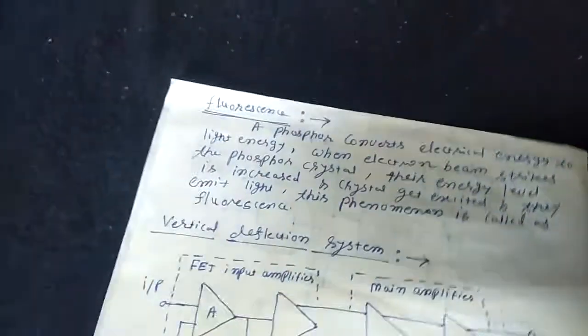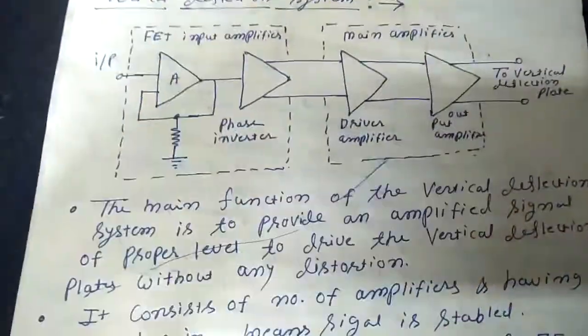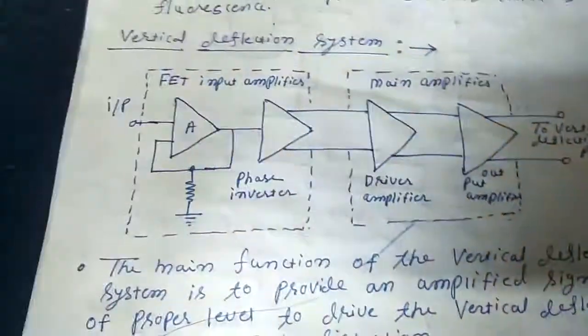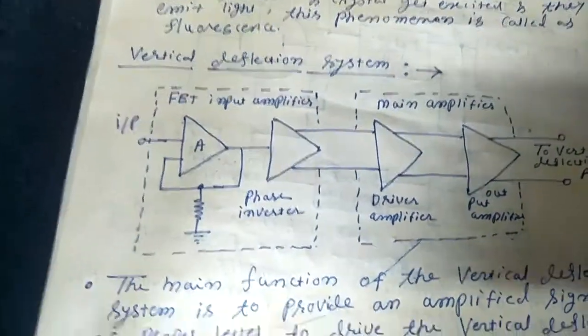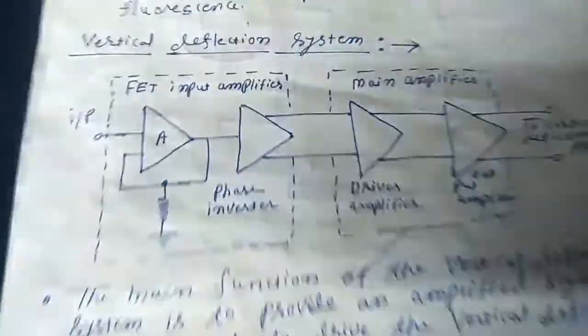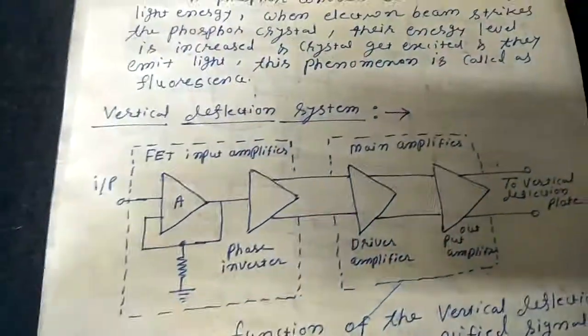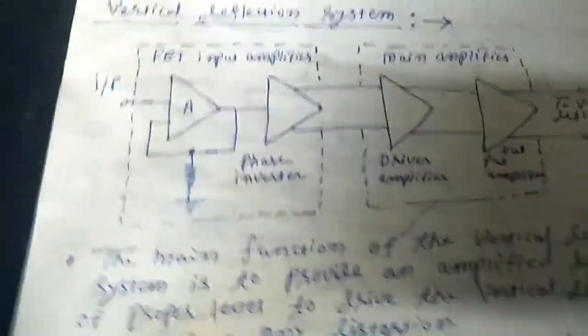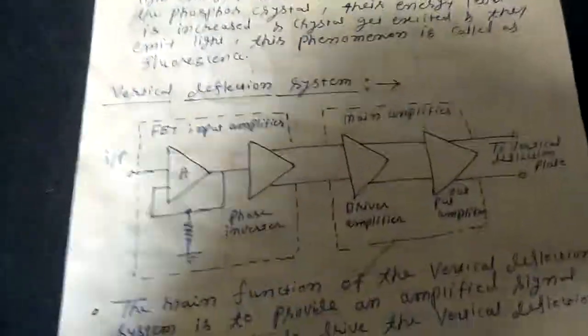So for that purpose, in the vertical deflection system, we are using a number of amplifiers for amplification. And for the deflection of the electron beam, we need a strong signal at a proper level. That proper signal can be generated by using the vertical deflection amplifier system. So this is the amplifier system. Please observe this diagram.